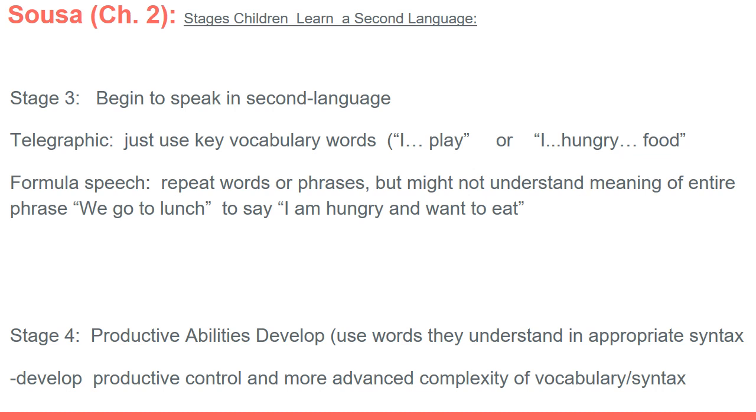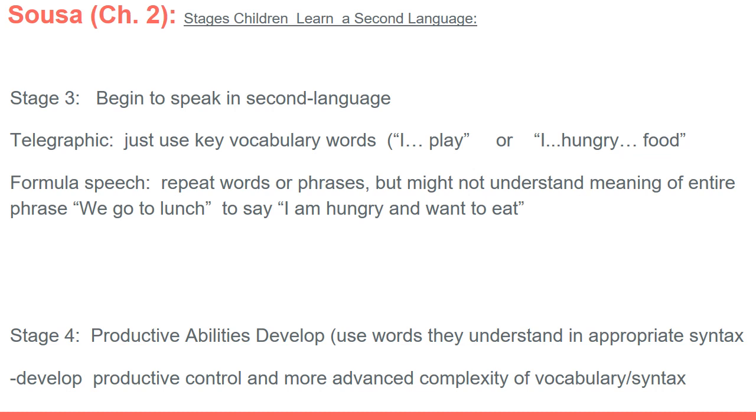By stage 3, they start to speak the second language. They start to use key vocabulary words, and they start to make very basic sentences, or they might use limited vocabulary, the vocabulary they know, to make a sentence. So they might use words like I play, or they might not use a complete sentence, but you can overall probably understand their meaning. Like they say, I hungry food. Like they're wanting to say, I am hungry, I would like some food. But instead, they're just saying those vocabulary words that they know, and they're still developing that ability to combine it into a complete sentence. They're still developing their syntactical skills, their syntax skills.